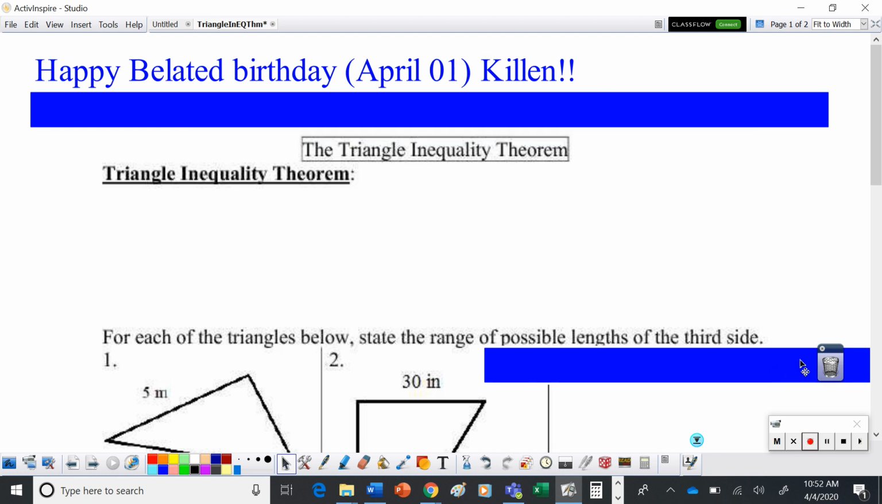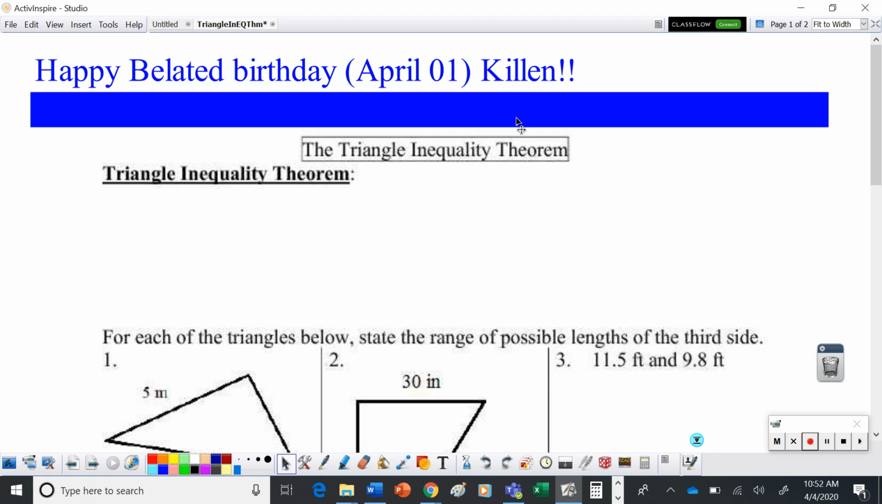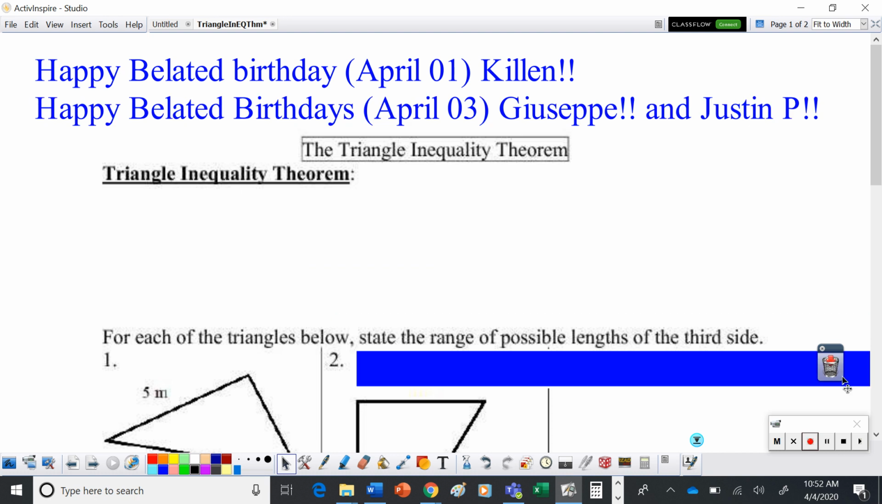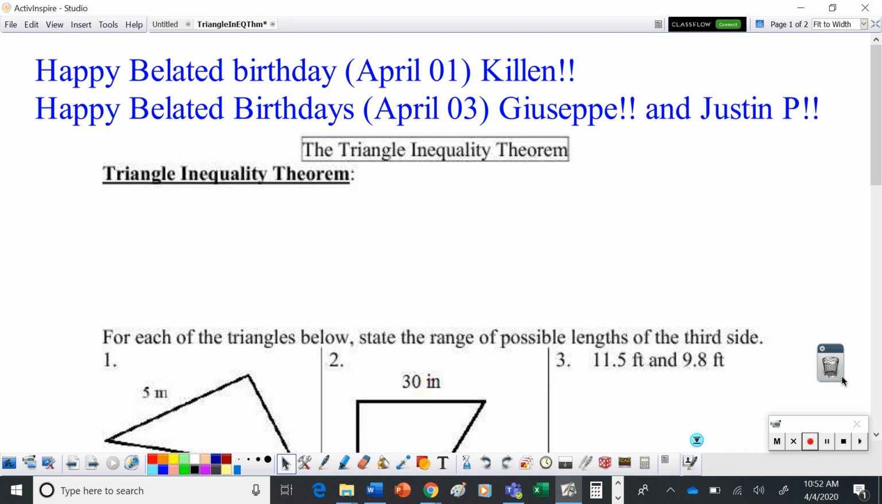Number one, happy belated birthday to Killen. Your birthday was on the 1st. Didn't forget about you. Belated birthdays also to Justin File and Giuseppe on the 3rd. Hope you guys had a really great birthday and managed to do something nice. Hopefully it was a good one for you guys. Now, let's get to work.